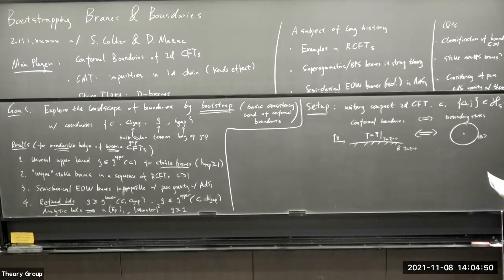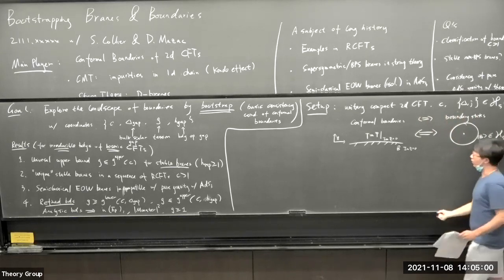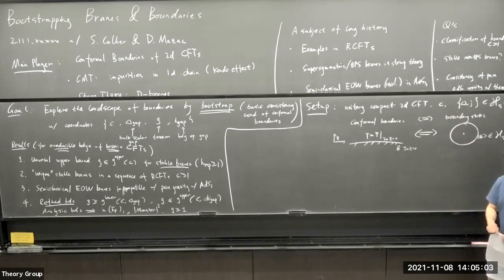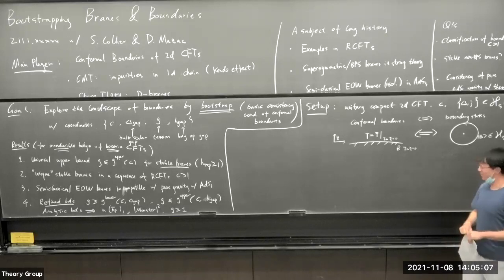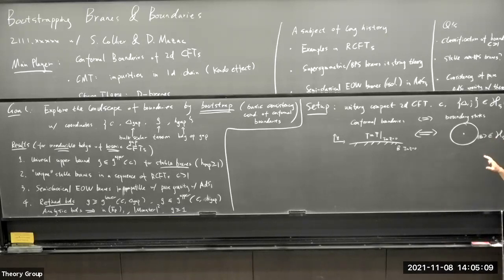And because it is a state on a circle, it can be expanded into states in this Hilbert space. Okay. And is it really formally in that Hilbert space? Yeah, very nice question. Mathematically, it's going to live in some kind of a completion of the Hilbert space because the state is not normalizable by itself.